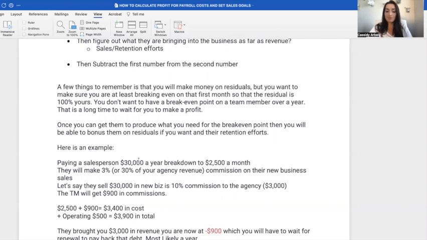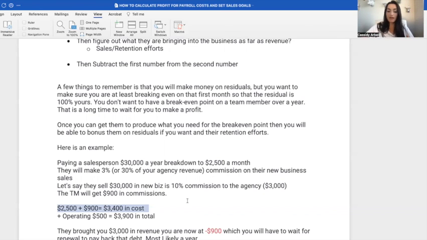So if you get 10% on $30,000 in new business sales, the agency would make $3,000. At that point, the team member at the 3% is going to make $900. So if you take the $2,500 a month plus the $900 a month, you're going to have a $3,400 cost at that point for this team member, for the work that they did and the results that they brought in and what they produced.